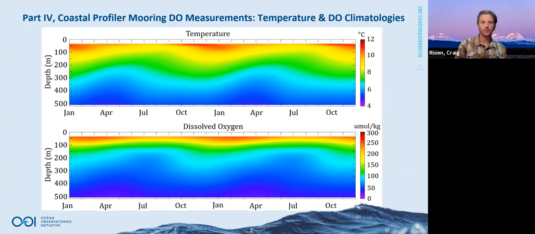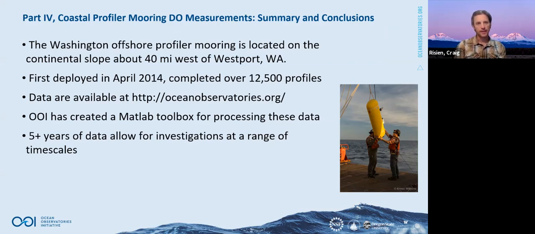So just to summarize and conclude, the Washington Offshore Profiling mooring is located about 40 miles west of Grays Harbor in about 540 meters of water. It was deployed first in April 2014 and to date has completed over 12,500 profiles. All of these data are available at the OOI data portal, and OSU OOI has created a MATLAB toolbox that allows for additional post-processing of these data, where we're able to grid the individual profiles as well as address issues related to time constants and things like hysteresis.